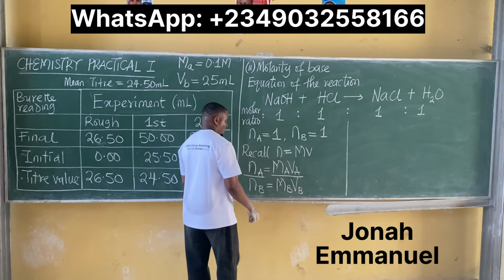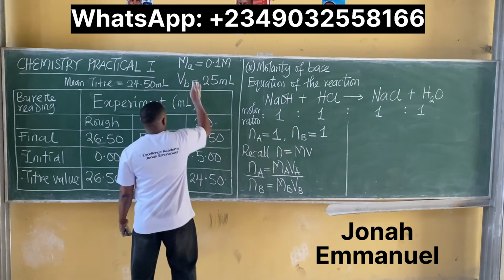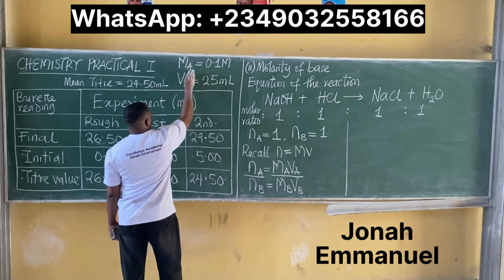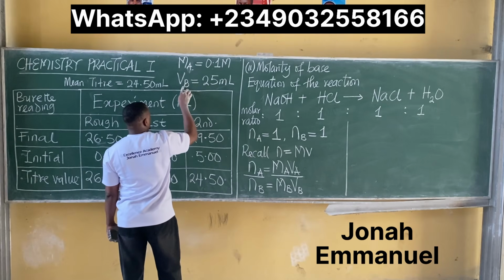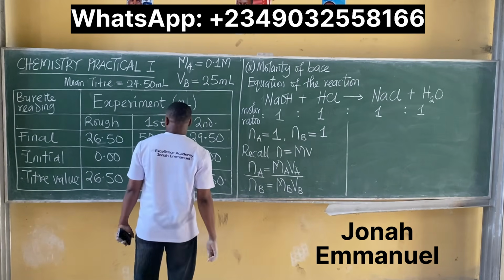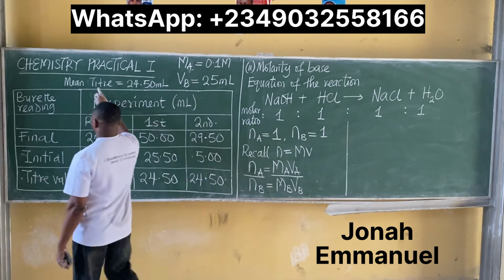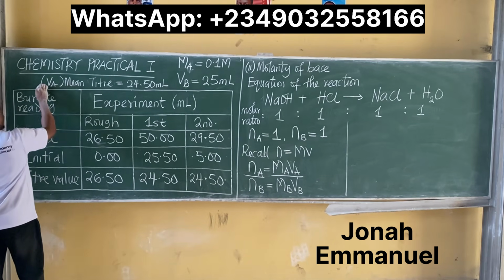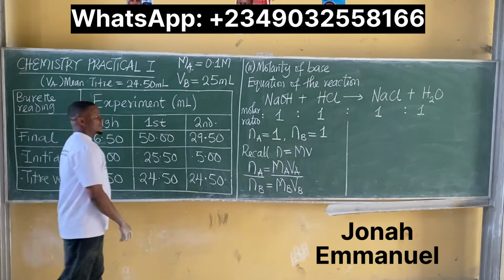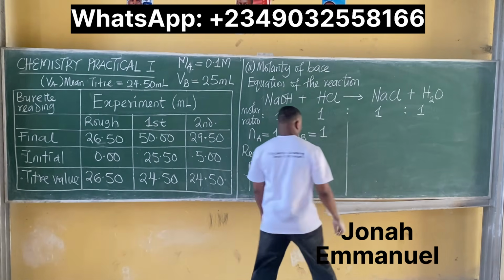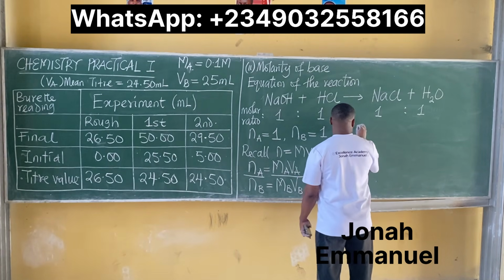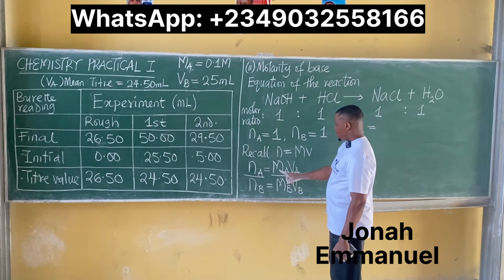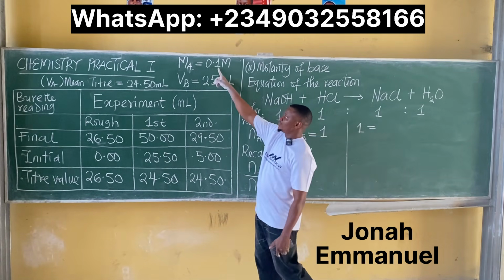So you have this. Do we have these values? Yes. Ma, let me use capital A here. Vb, volume of base, 25. The mean titer is the same thing as the volume of the acid. You now see why I said you should get it. It's the volume of the acid. In essence, the number of moles of acid is 1, is equal to the molarity of the acid, which is 0.1.